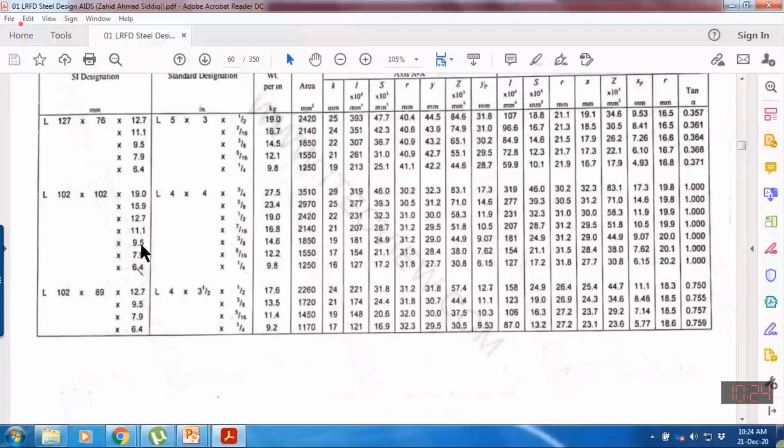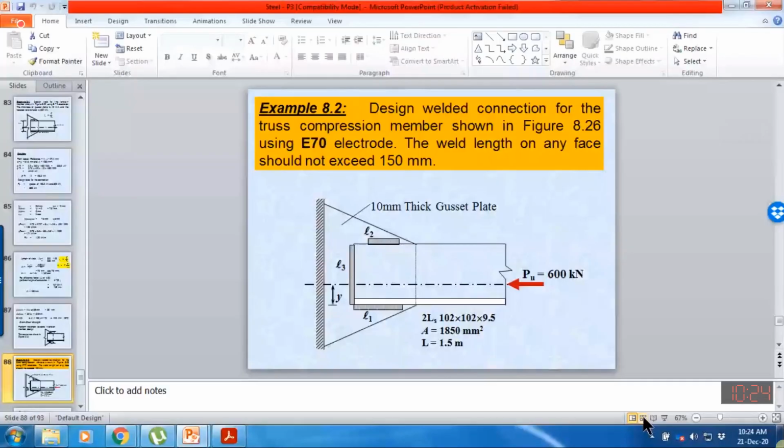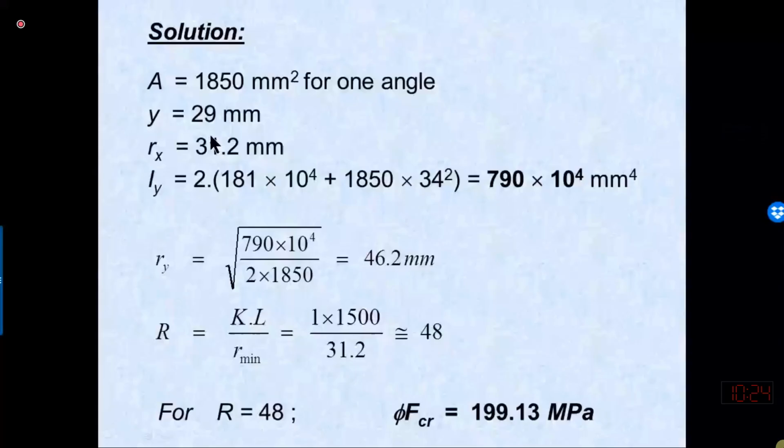Why? Because we are having equal leg angle section, the built up. So for the equal leg built up angle section, Rx value of the built up section will always be less than Ry. And you know that Rx value for the built up section is equal to the Rx value of the single section. So since our given angle section is having the Rx value and Ry value for single angle same, just like C. So its Rx value is 31.2 and Ry is also 31.2.